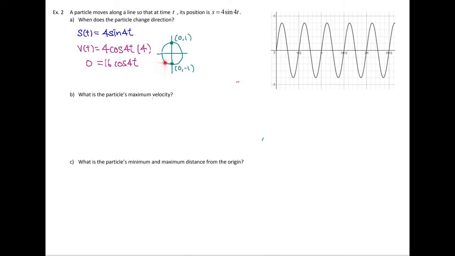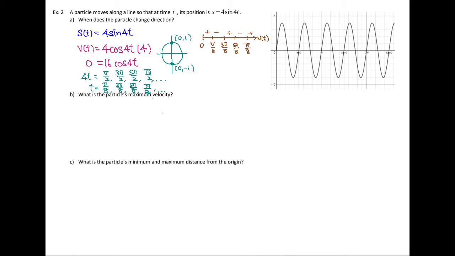According to the unit circle, at those 2 points the cosine value will be 0. So our angle 4t will be pi over 2, 3 pi over 2, 5 pi over 2, 7 pi over 2, and so on. Then we divide every number by 4 to get the time. As you can see here, we only use positive t values because time can never be negative.